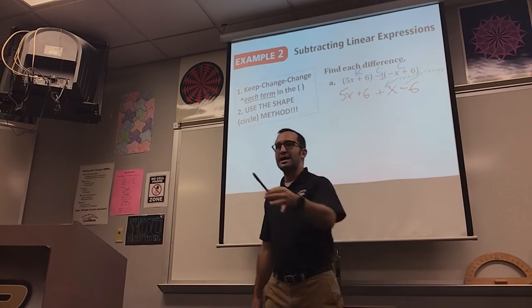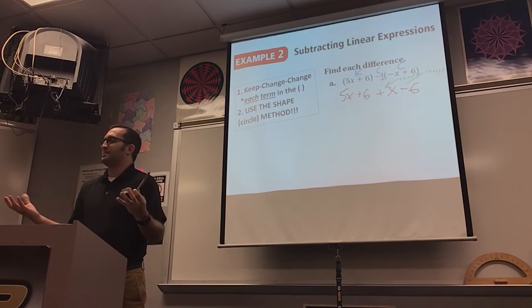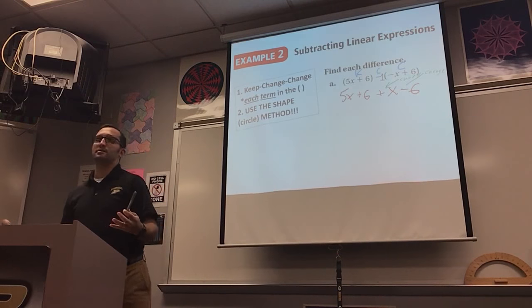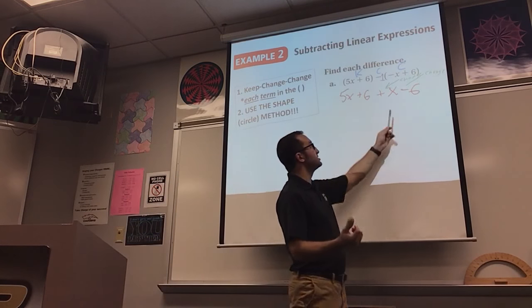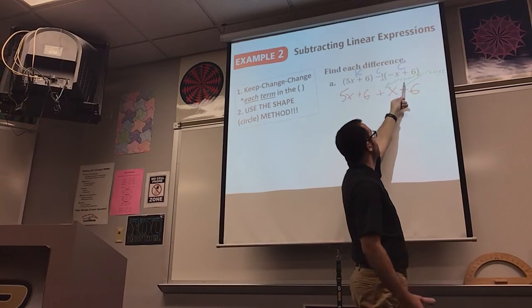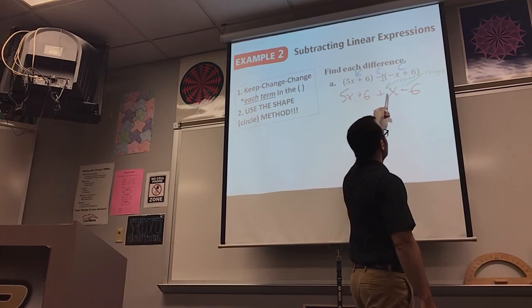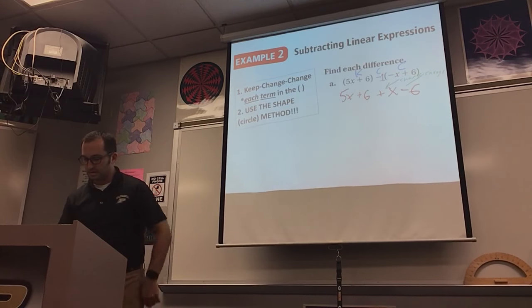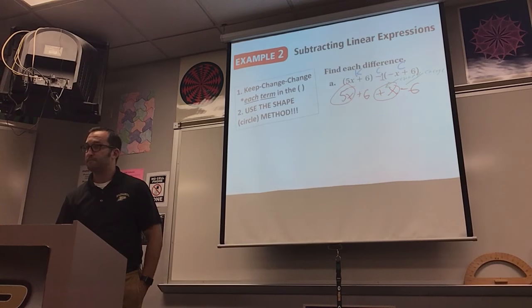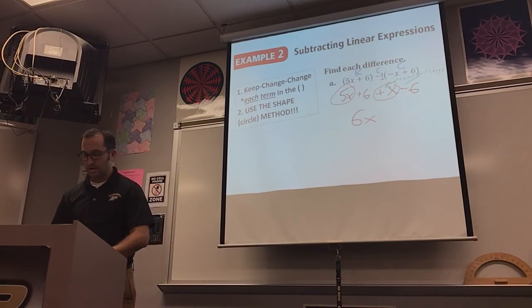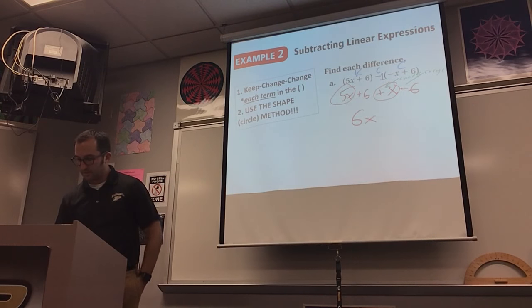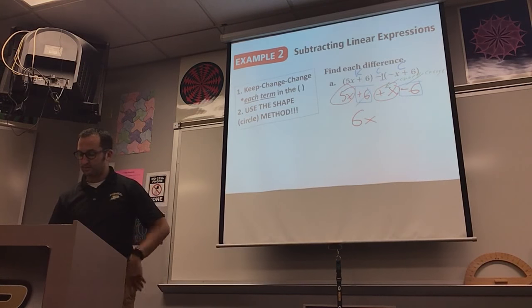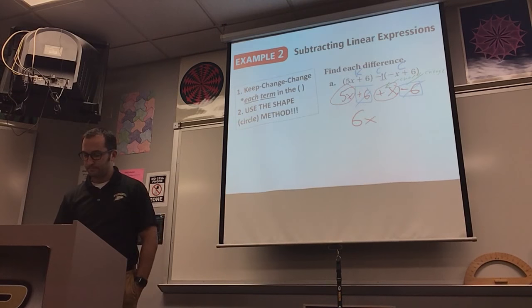And Ashley reminded us that when you multiply anything by negative 1, what happens to it? It changes the sign. Nothing happens to the number other than that it changes its sign. It becomes negative or it becomes positive. So this becomes a positive x and this becomes a negative 6. And now we use the circle method or shape method to simplify and solve. So 5x and x gives us 6x. And positive 6 and negative 6 gives us 0, they cancel. So 6x is the answer to this problem.